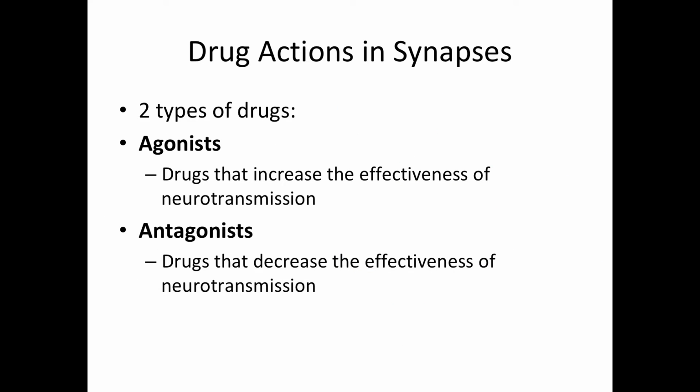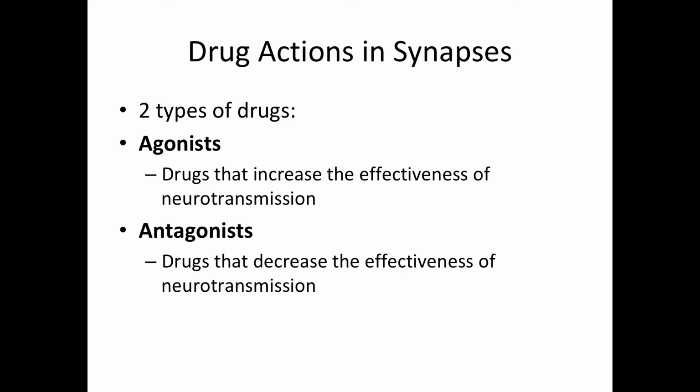Okay, so each component of neurotransmission entails one or more chemical reactions that drugs can potentially influence. So we have two types of drugs. We have agonists and we have antagonists. Agonists are drugs that increase the effectiveness of neurotransmission. An example of this is the SSRI we talked about earlier. Antagonists are drugs that decrease the effectiveness of neurotransmission.